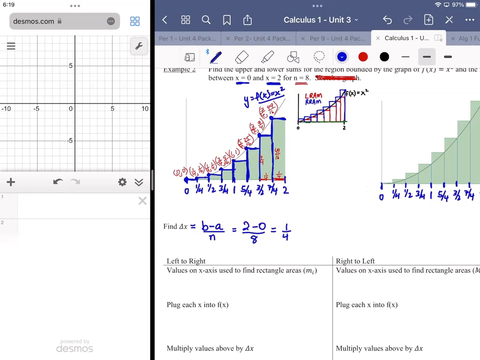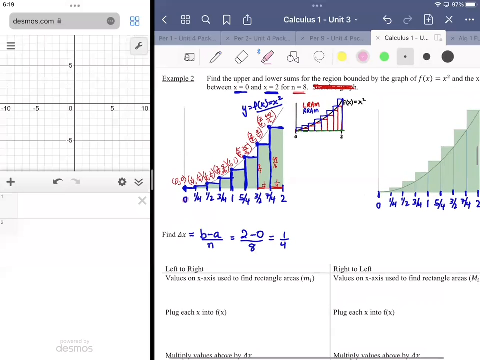You get the y values by plugging in the x values into the original function. The original function is f of x equals x squared. So if you take each one of these values and plug it into x squared, you get the corresponding y values. In theory, I did all that correctly. If you plug in a 0, you should get a 0. 1/4 squared is 1/16. 1/2 squared is 1/4, and so on.